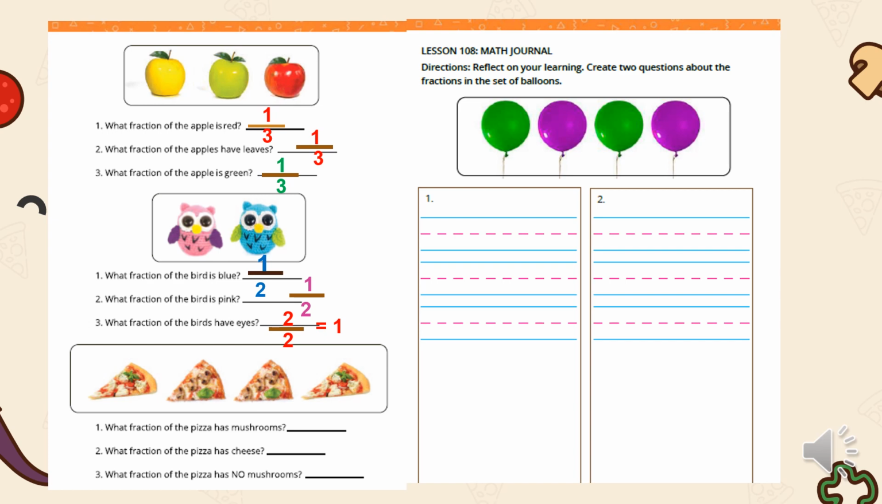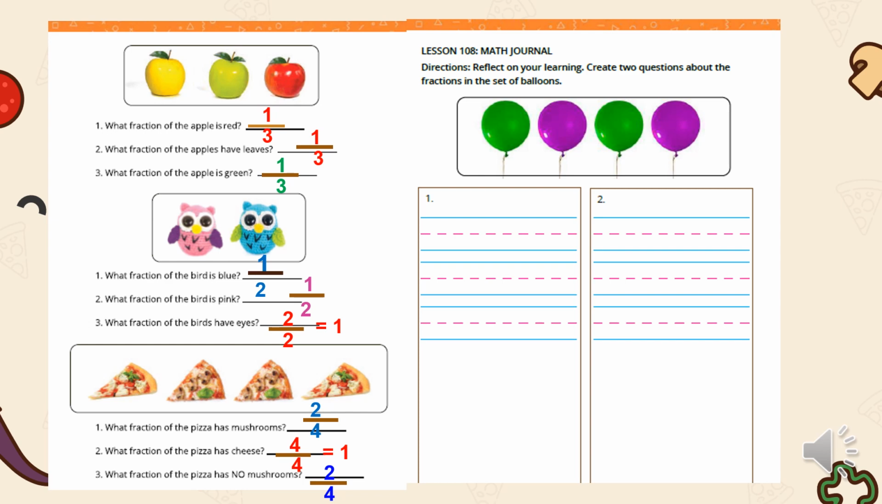Next, we have a group of slices of pizza. It asks what fraction of pizza has mushrooms. We have 2 slices that have mushrooms, so the fraction will be 2 over 4. Number 2, what fraction of pizza has cheese? They all have cheese, so 4 over 4 equals 1. Number 3, what fraction of pizza has no mushrooms? 2 slices have no mushrooms, so the fraction will be 2 over 4.